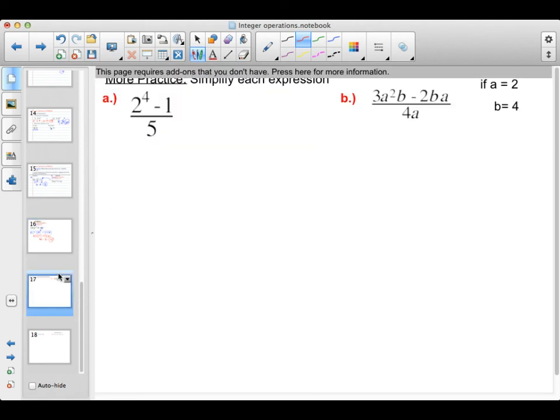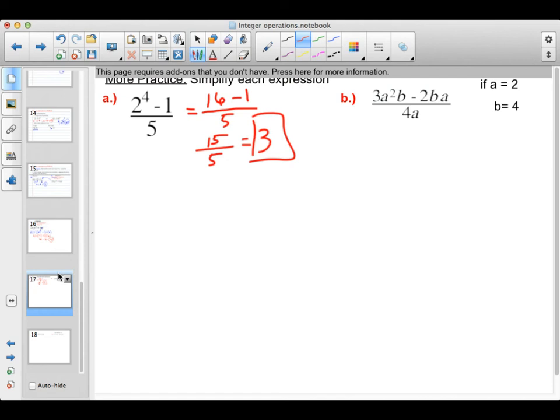All right, try a couple more here just for practice. Now, fraction bars are another way of showing or kind of using grouping symbols. So you'd simplify the top first and then simplify the bottom if there is any simplification to do, and then see where you are after that. 2 to the 4th power, 2 times 2 is 4, times 2 is 8, times 2 again is 16. So this would get a 16 subtracted by 1 over 5. Well, that's 15 over 5. Final answer would be 3.